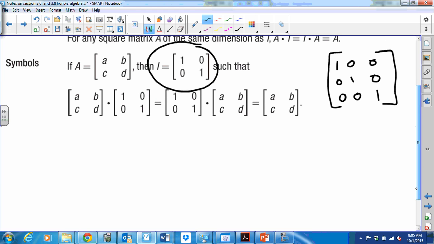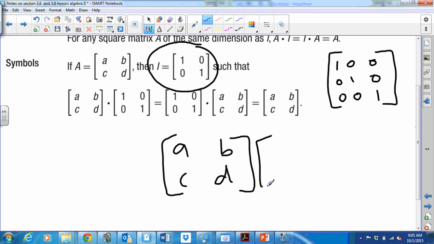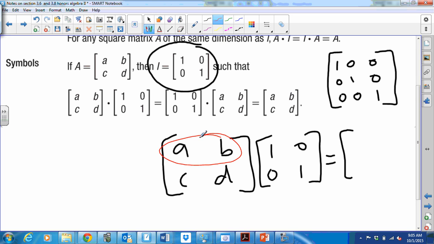Now let's look at why this works. We're going to look at it by hand, even though I'm not asking you to do that. If I multiply that times 1, 0, 0, 1, well, you take the first row times the first column. Well, that ends up being A times 1 plus B times 0.